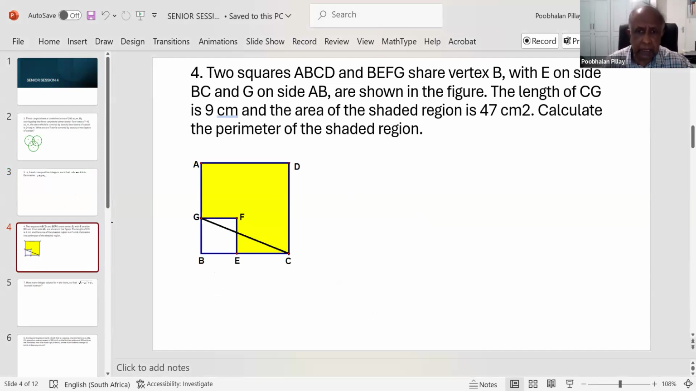They share the vertex B. You can see B is a vertex for both squares, with E on side BC, so E is here, and G on side AB. Normally the diagram is not given, so with this description, you should be able to draw the diagram. In this case, I'm not sure whether the diagram was given in the actual question, but I've given the diagram anyway.